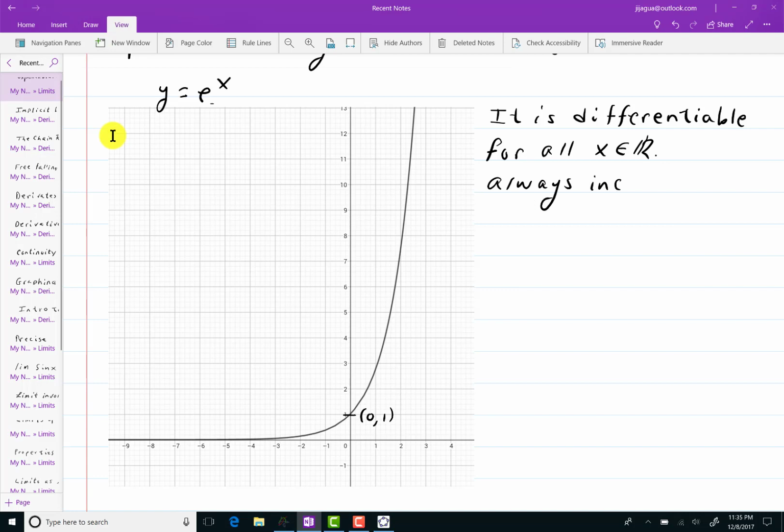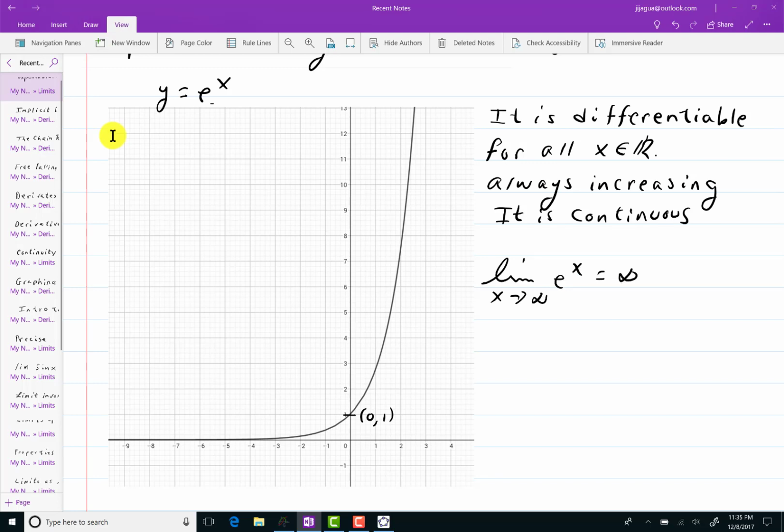The function is always increasing. You can tell as you go from left to right. If you trace along the x-axis with your hand and go from left to right, the y values continually go up and up and up. And in fact, they increase fairly rapidly after you get past the y-axis. The function is continuous everywhere. Well, since it's differentiable everywhere, that automatically means it's continuous everywhere.